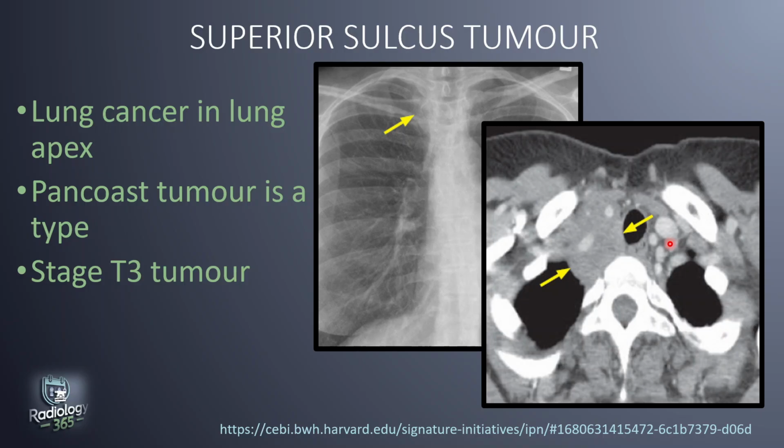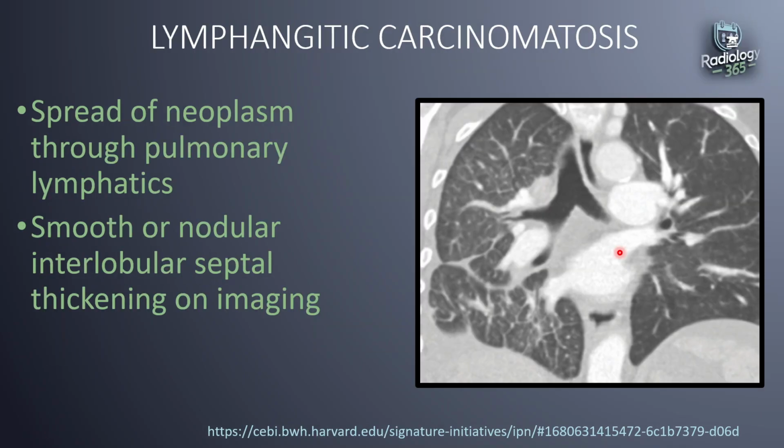Then another presentation is lymphangitic carcinomatosis, and this represents diffuse spread of neoplasm through the pulmonary lymphatics. This is typically seen in late stages of the disease. So on imaging, carcinomatosis manifests as smooth or nodular interlobular septal thickening. It's often asymmetric. So in this image of lymphangitic carcinomatosis, we see asymmetric nodular septal thickening of the right lung throughout. You see all these thickened septa, which we don't see on the other side. And this was in a patient with metastatic uterine sarcoma.